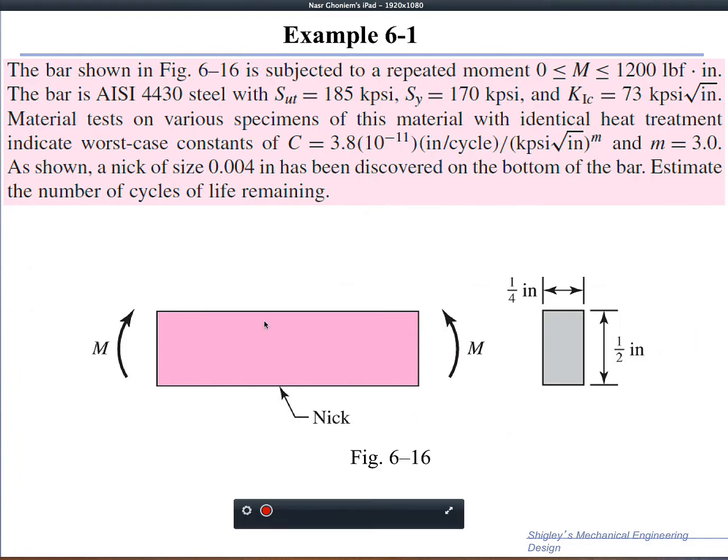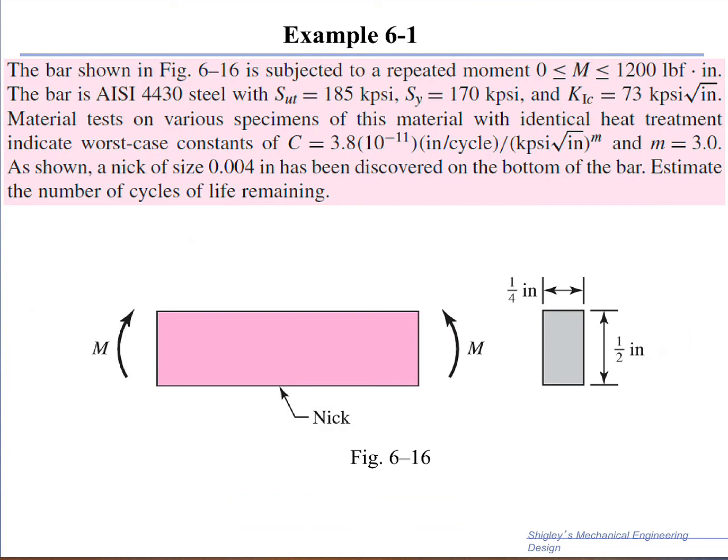In this example, I have a beam under bending moments, subjected to a repeated moment that goes from 0 to a maximum of 1200 pound-foot-inch. The bar is an AISI 4430 steel with an ultimate strength of 185 kpsi, yield of 170, and K1C of 73. I'm going to use this value to judge the final crack size, or this value, whichever gives me the smallest.